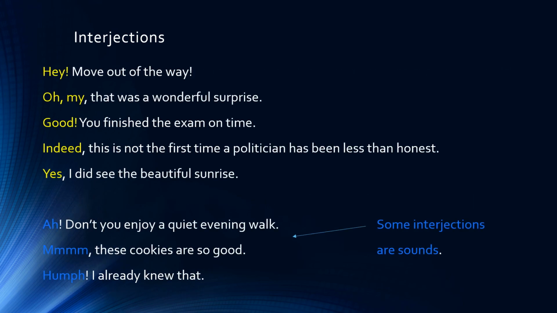Now here are just a few examples of interjections and how they might be used. Hey, move out of the way. Oh my, that was a wonderful surprise. Good. You finished the exam on time. Indeed, this is not the first time a politician has been less than honest. Yes, I did see that beautiful sunrise. So these words are just interjections. They're showing strong emotion. They're just filled with emotive power. They're expressing a strong sentiment.